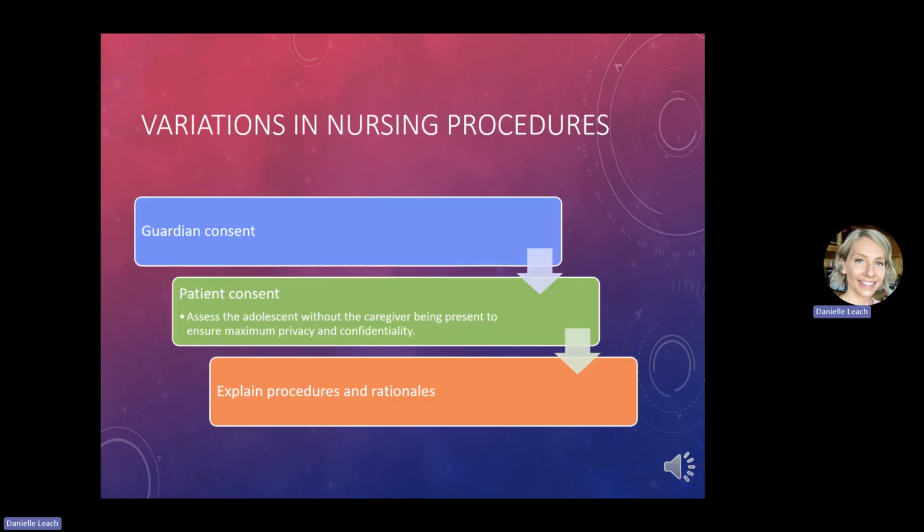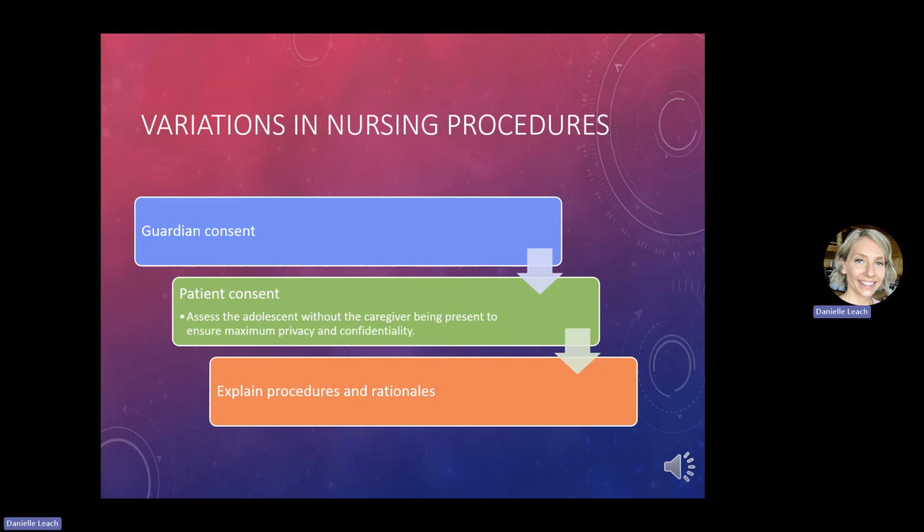If we need to get consent for something for a procedure or surgery, things like putting in a PICC line, we still need to get consent from their guardian. So that could be their parents, it could be their grandparents if they are the guardian. Whoever their legal guardian is will have to sign the consent form. We also, though, need to get patient consent for certain things.